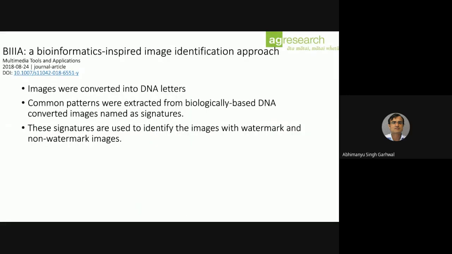The next stage of this research is a bioinformatics-inspired image identification approach. Again, the images were converted into DNA letters, and then again the common patterns were extracted from the biologically based DNA converted images, and we call them signatures. And these signatures are used to identify images with watermark and non-watermark. It means, like, if an image belongs to a person, it's like a fingerprint of that person, so we can extract the signature from the photographs of that person. And then if we want to identify, yes, this image belongs to Abhimanyu, or this image belongs to Rakesh, or this image belongs to Manish, whatever. So that's the application of this approach.